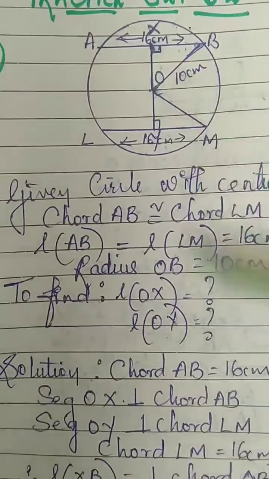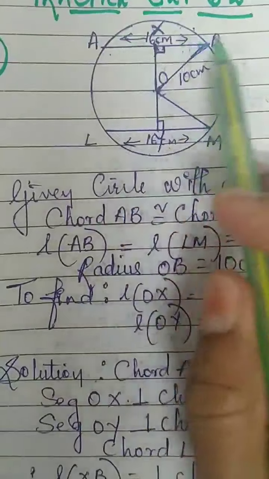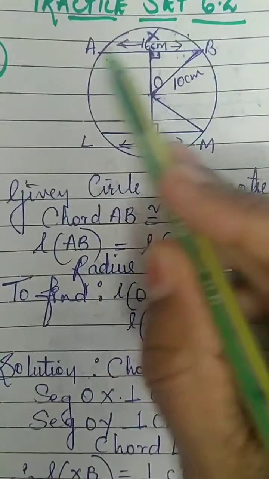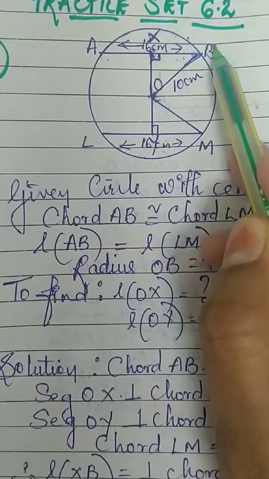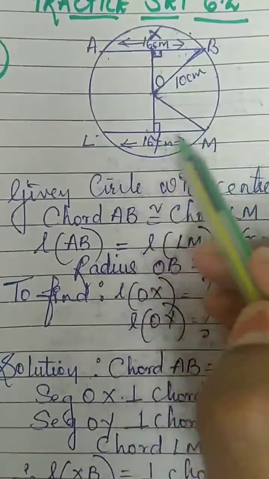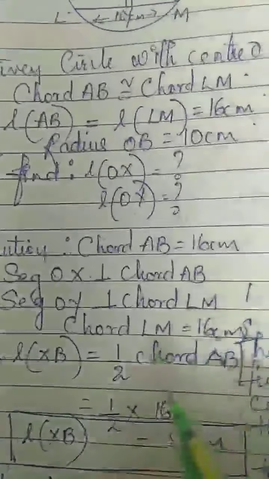Okay, children? So, how I wrote is, chord AB is equal to 16 centimeter. OX is perpendicular to chord AB. OY is perpendicular to chord LM. Chord LM is also 16 centimeter.